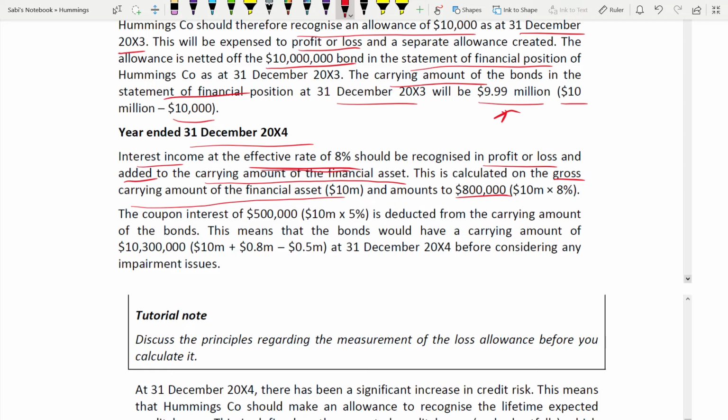Coupon will be how much? Amount of the bond 10 million and 5%. So coupon interest is 5%. This will be deducted from the carrying amount of the bond. Remember, effective interest rate you add with the bond, coupon interest you deduct. Effective interest add, coupon interest deduct from the bond. Okay, always remember it. So now find the carrying amount of the bond. It will be 10.3 million. How? From 10 million, add the effective interest minus the coupon. This is before any impairment. This is the carrying amount of the bond.